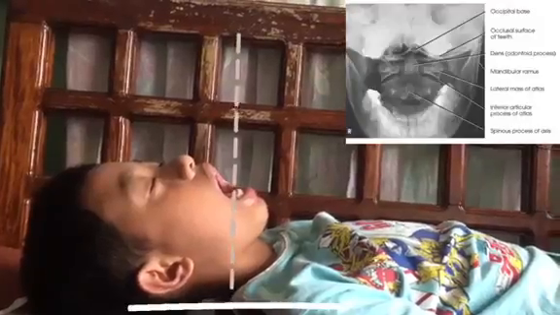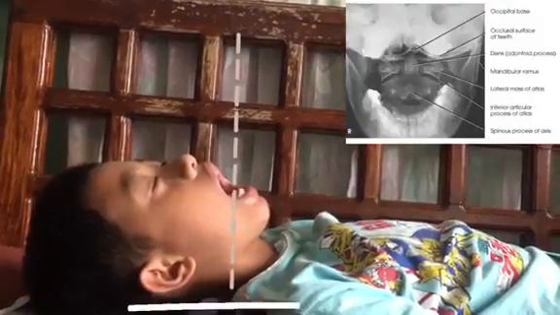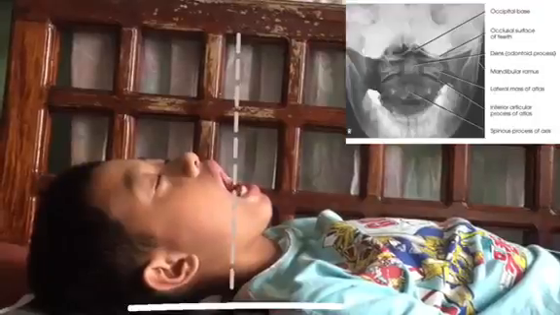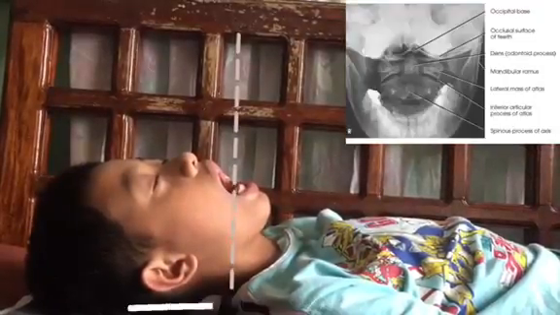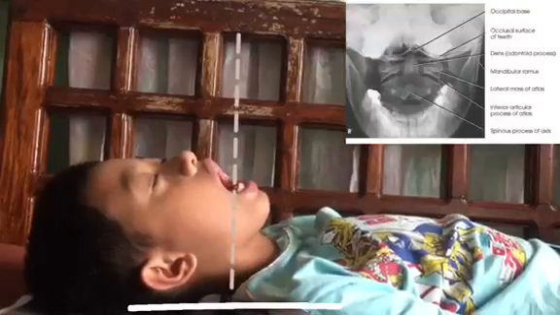The central ray is directed to the center of the mouth and perpendicular to the image receptor or cassette. It has a source to image distance of 40 inches or 100 centimeters.